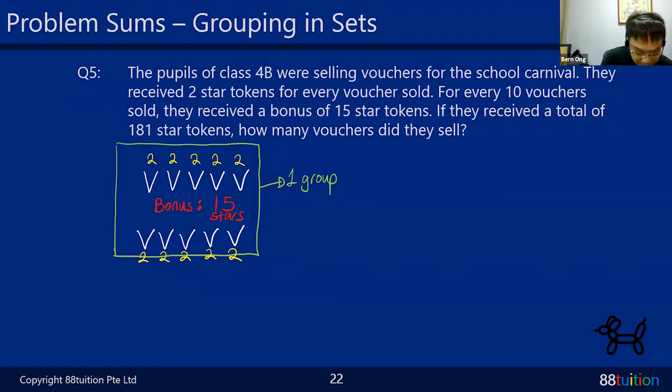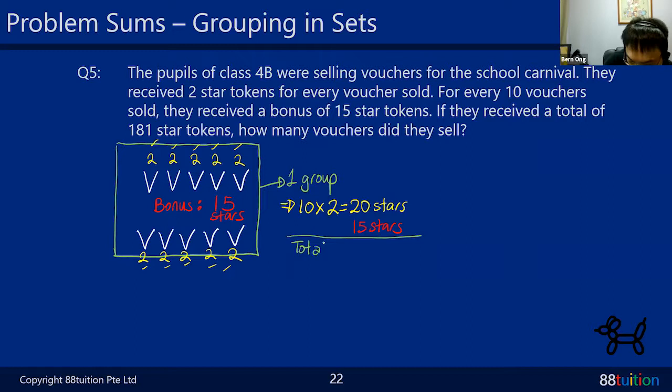Inside one group consists of how many stars? All right. There is what? 1, 2, 3, 4, 5, 6, 7, 8, 9, 10. 10 times 2 is 20 stars. But because I sell them in groups of 10, I get a bonus of 15 stars. So down here, I got 15 stars. So what's my total for one group like that? The total will be equivalent to 20 plus 15 to give me a what? 35 stars. Is that okay?